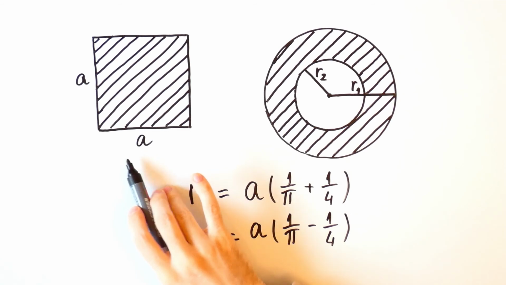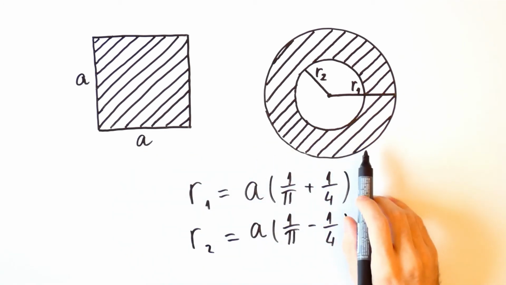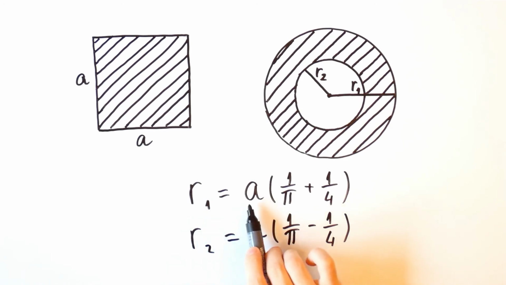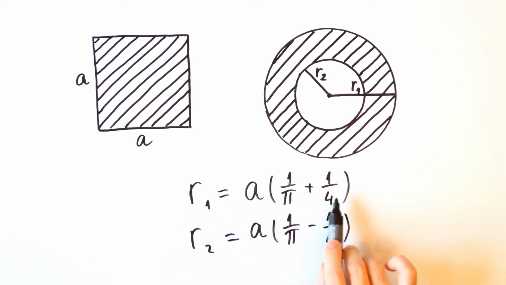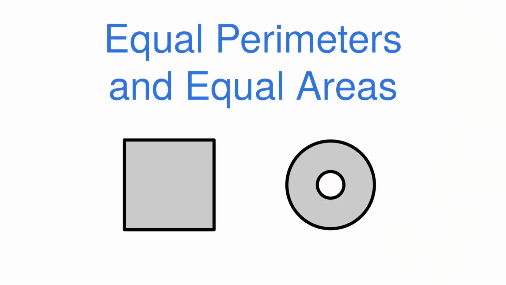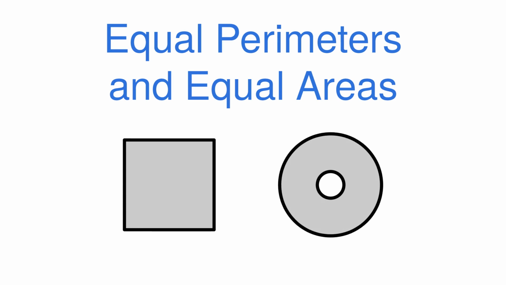So if a square and an annulus have equal perimeters and areas, then the outer radius of that annulus is equal to a times 1 over pi plus 1 over 4, while the inner radius is equal to a times 1 over pi minus 1 over 4. And here is what that looks like. The outer radius is equal to a times 1 over pi plus 1 over 4, and the inner radius is equal to a times 1 over pi minus 1 over 4.